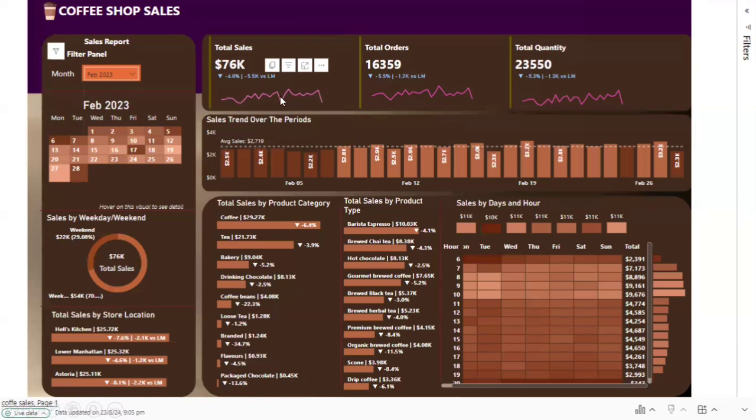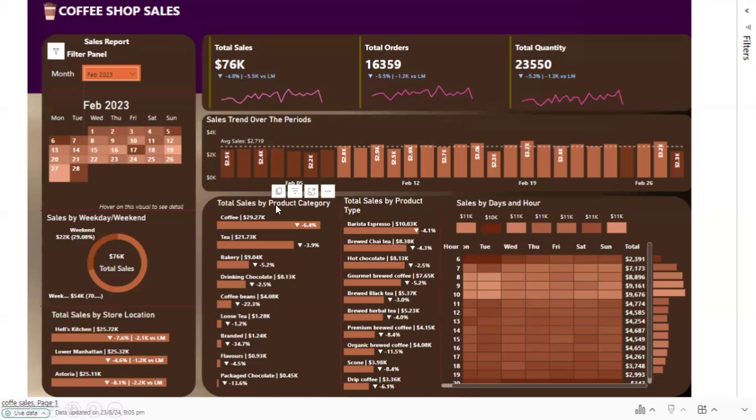Also we call it a line bar. We can understand the trend here, how it is performing up and down. And we have done the same for these two, total orders as well as total quantity. And here we have another called sales trend over periods. Here, what we can understand is, on the basis of days, how the sales is performing compared to the average value.